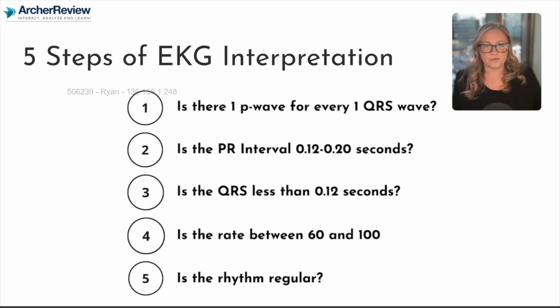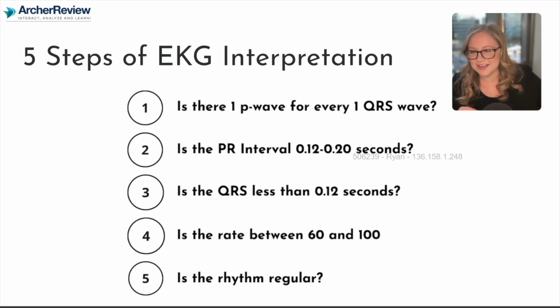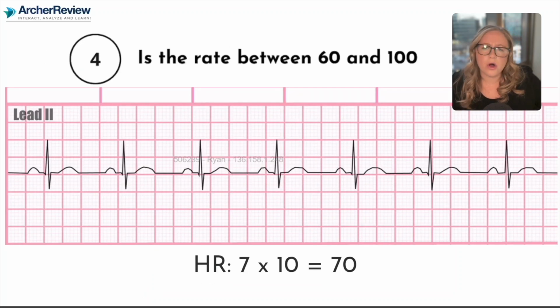All right, you've made sure there's 1 P for every 1 QRS. You've measured the PR interval, and you've measured the QRS complex. Fantastic. The next step, step 4, is determining the rate. Now, to determine the rate, all we need to do is a little bit of counting, okay? I told you that you're normally going to see an EKG in what we call a 6-second strip. That is, we're going to have 6 seconds represented in this EKG strip.